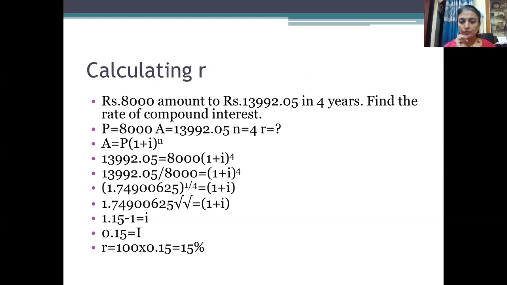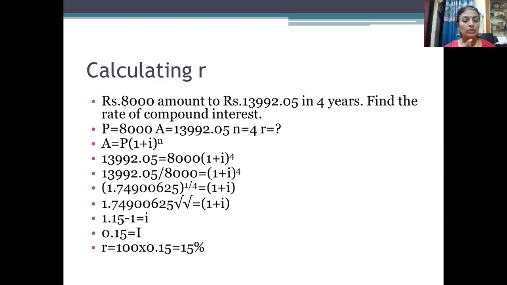A is equal to... Now, 4 years it is N. So we have to calculate the R. That is, first we have to calculate the I, then we can convert it into R. What is the amount? A is equal to P within the bracket 1 plus I raised to the power of N. So we have to put the values.